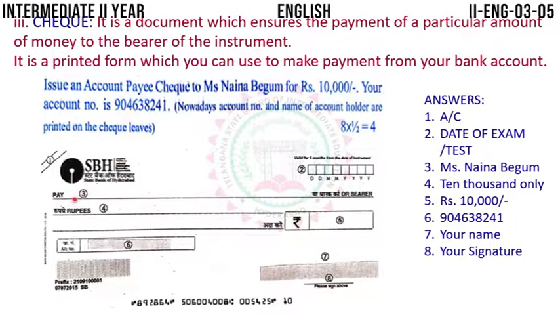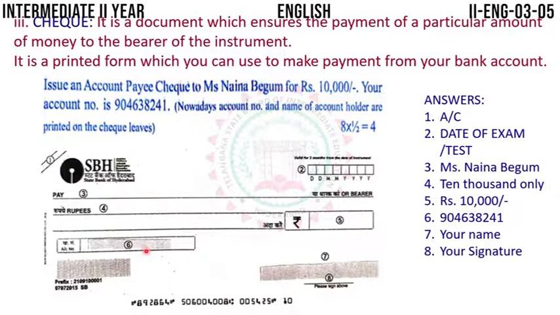Next, pay. To whom we have to pay the check? To Miss Naina Begum. So, this third option will be Naina Begum. Next, rupees in words. How many rupees you are going to pay? 10,000. It should be in words. So 10,000 only. You have to write like this. Next, fifth one, it should be in figures, right? 10000. This way, 10,000 in figures.